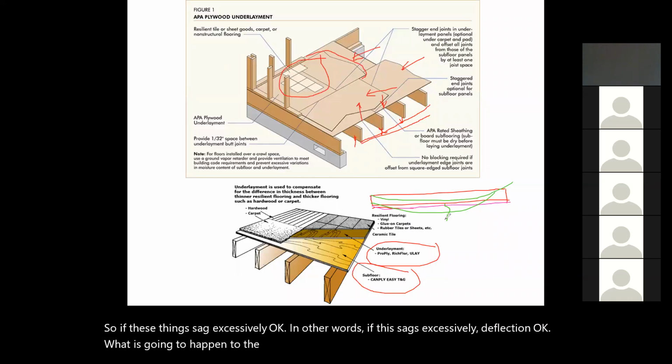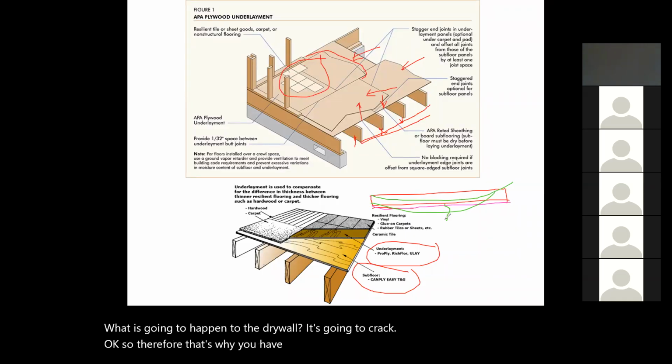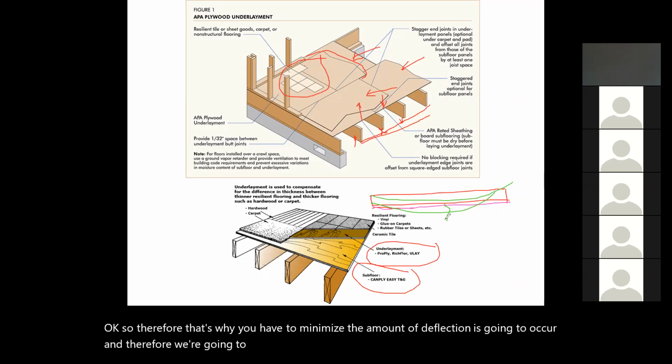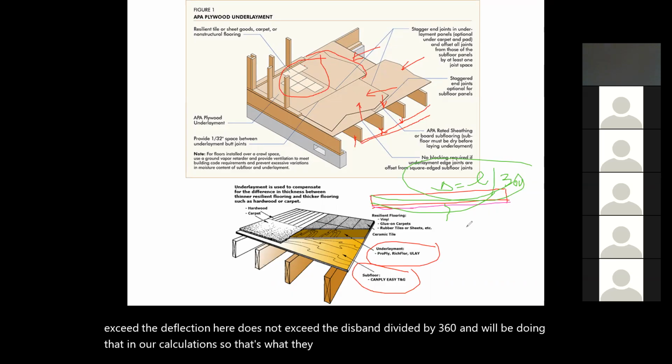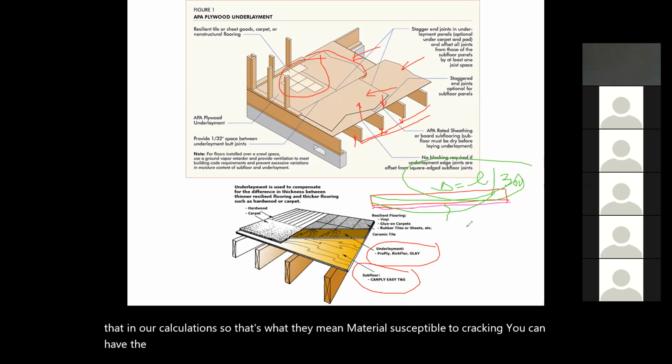It's going to crack. So that's why you have to minimize the amount of deflection that's going to occur, and therefore, we're going to make sure that the thing is stiff enough so that the deflection here does not exceed the span divided by 360. And we'll be doing that in our calculations, okay? So that's what they mean, material susceptible to cracking. You can have the drywall attached to the underside of your floor, and therefore, you're going to have to make sure that the deflection of the floor stays within a certain limit.